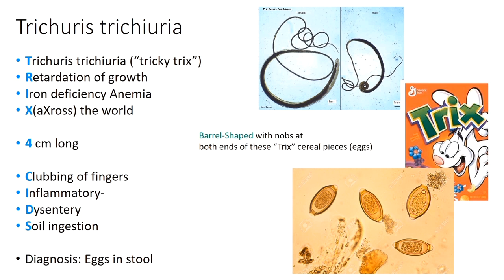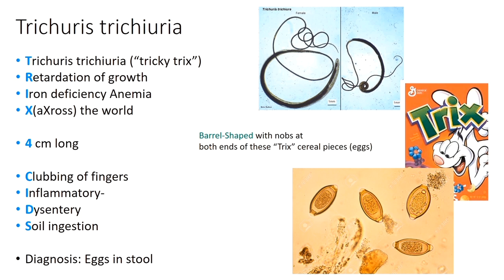So it can cause retardation of growth. It causes iron deficiency anemia. You find it across the world, so all over the place. So there's no epidemiology that's specific for this. It is 4 centimeters long. Oh, this was the best part I discovered for this mnemonic. It's 4 centimeters long. And they like to point out size of these guys, okay? You can cause clubbing of fingers, inflammatory dysentery, so inflammatory bloody diarrhea.